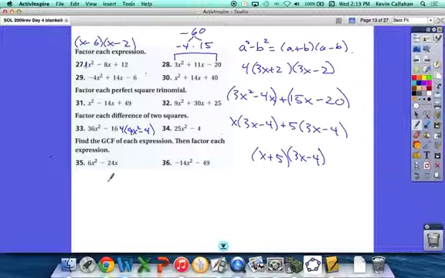36. What's the greatest common factor between 14, negative 14, and negative 49? 7. Or negative 7. Oh, that's not right. That should be plus. Plus.